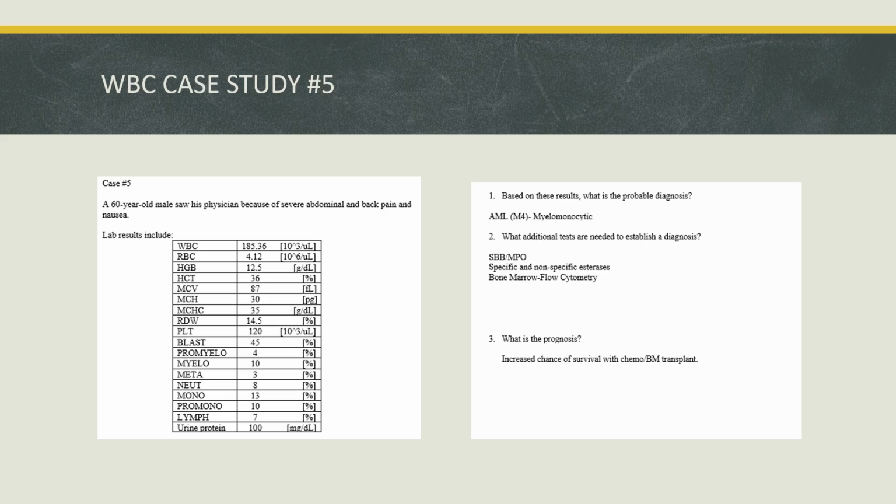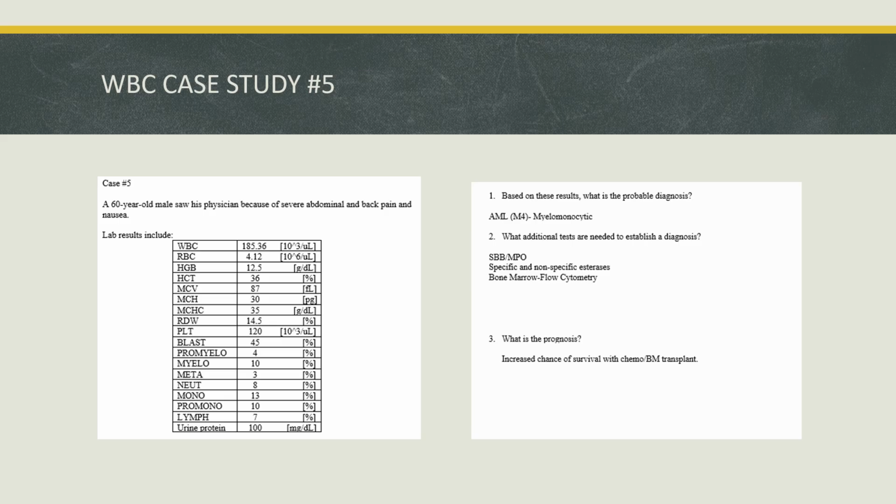Let's look at the differential, however. So this patient has 45% blasts, 4% promyelocytes, 10% myelocytes, 3% metamyelocytes, 8% neutrophils, 13% monocytes, 10% promonocytes, 7% lymphocytes, and then when they performed a urinalysis, they found there to be 100 milligrams per deciliter of urine protein, which should not be in the urine, so something's going on.